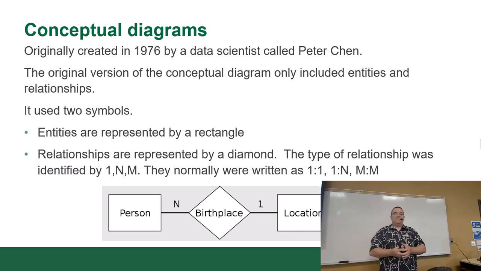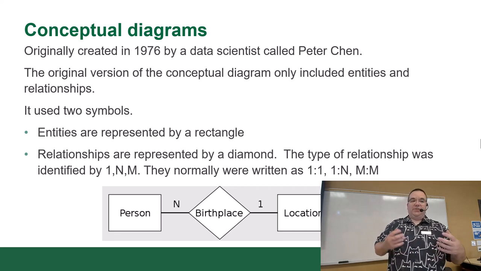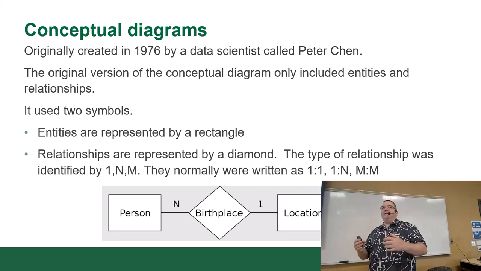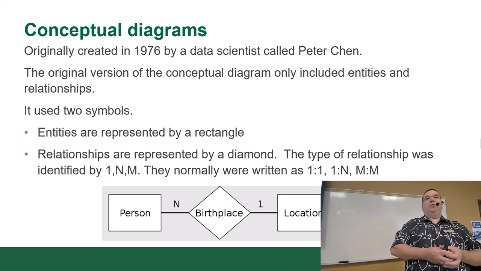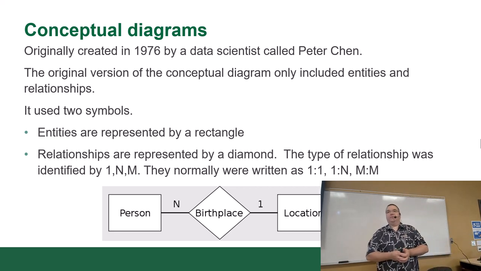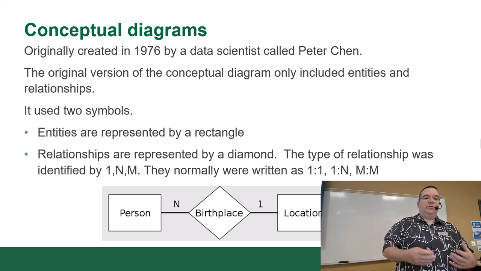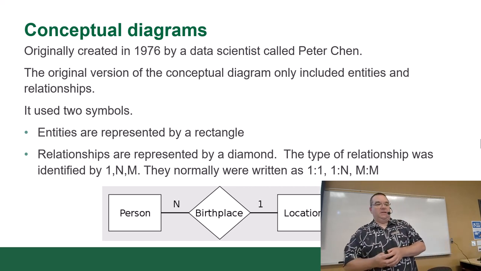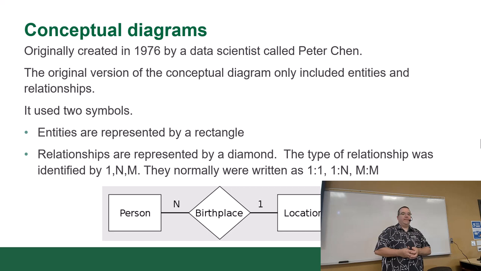All right, conceptual diagrams. The conceptual diagram, which is the original database diagram, was created initially in 1976 by a data scientist called Peter Chen. Literally, I was 1 year old when these diagrams came out, just to put in perspective how long they've been around. The original version of the diagram included only entities and relationships. It used two symbols. Entities have a rectangle. Relationships are represented by a diamond.